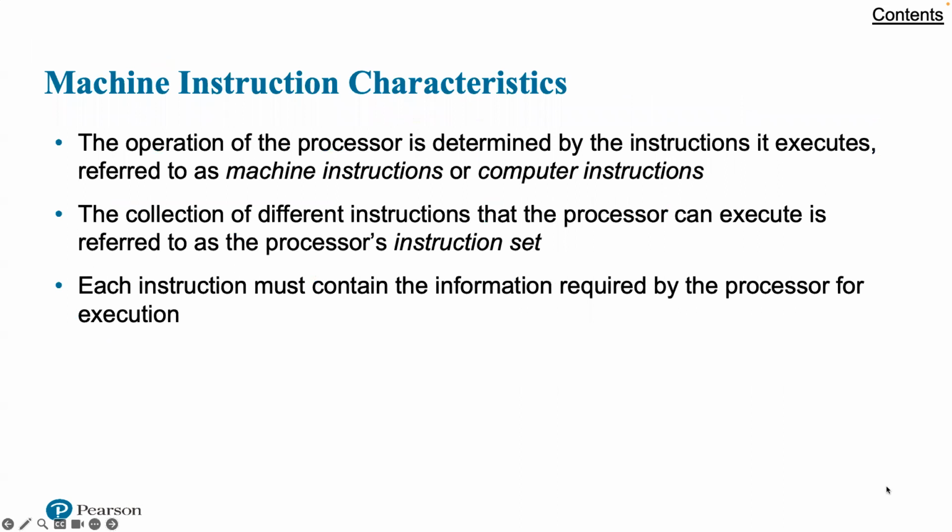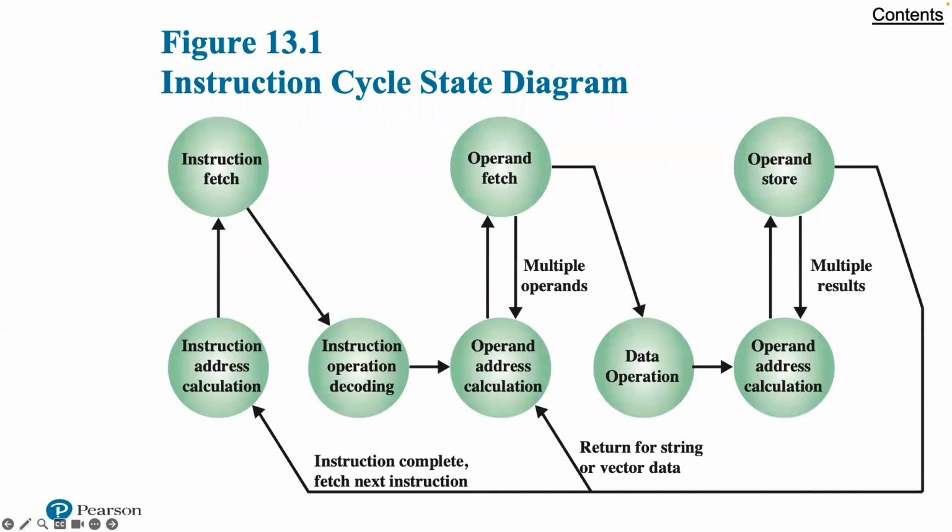So for the machine instruction set, the operation of the processor is determined by the instructions it executes, referred to as machine instructions or computer instructions. The collection of different instructions that the processor can execute is referred to as the processor's instruction set. Each instruction must contain information required by the processor for execution. So that's a little bit of a summary there. Now let's talk about the instruction cycle state diagram. Each instruction must contain the information required for the processor for execution.